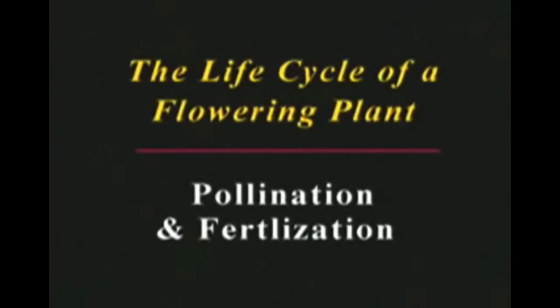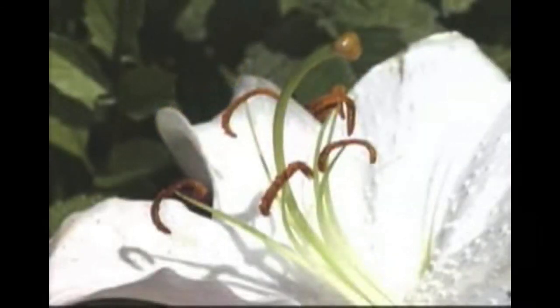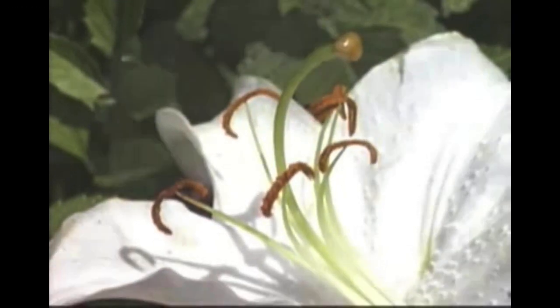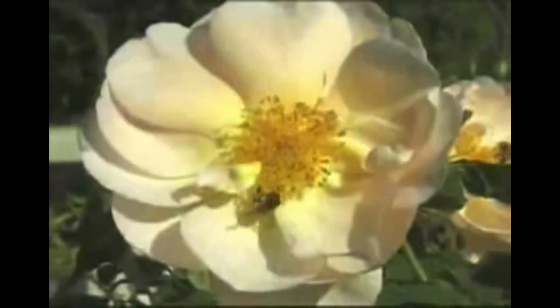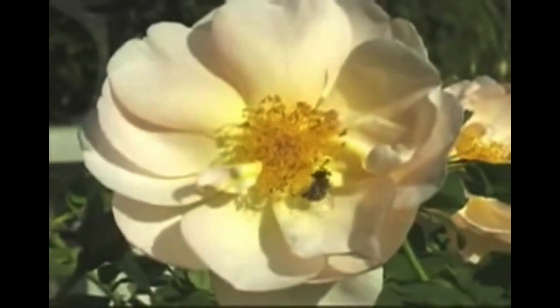To make seeds, the male pollen has to get to the female stigma. And since the male and female parts of the flower are separated by a certain amount of space, the process of pollination is usually helped along by insects. In fact, the fantastic variety of colors, shapes, and fragrances that flowers possess show how important it is for plants to attract the attention of pollinators.